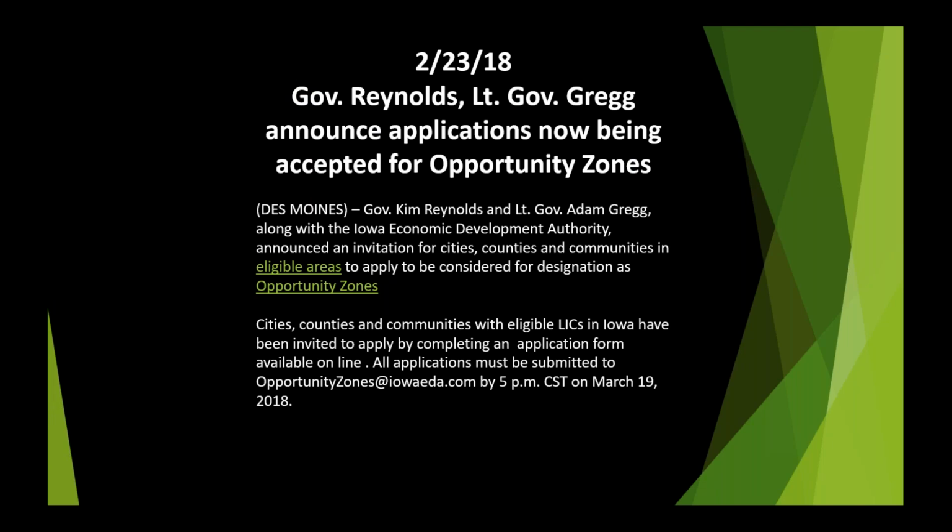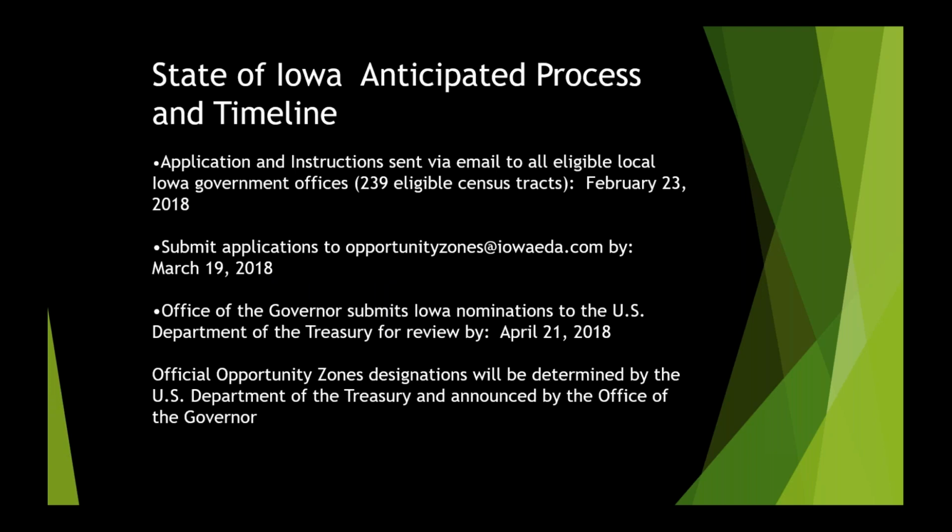Last Friday, Governor Reynolds and Lieutenant Governor Gregg announced an application process. This was a formal process that would allow us to look at opportunity zones and low-income areas. And I think what it did for us, it allowed us to really jump into action mode very quickly. We looked at the state's anticipated process. We looked at their timeline.